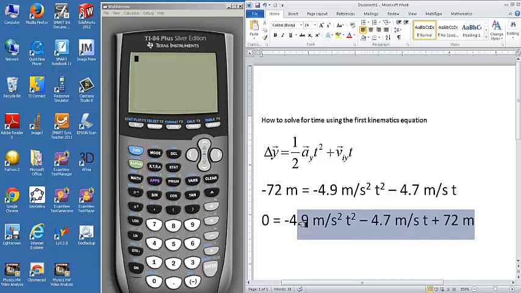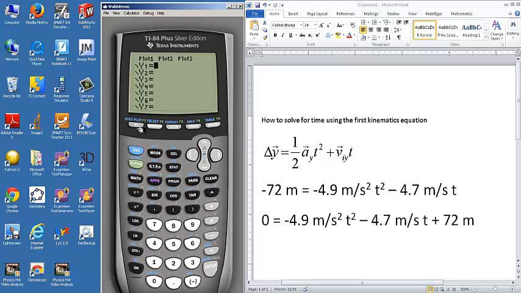The first thing that you need to do is to rearrange your equation so that you have 0 on one side. And this is a quadratic. We have an a term, a b term, and a c term. So once you have the equation rearranged with a 0 on one side, you can go to your graphing calculator, go to y equals, and then you have to enter in this equation.